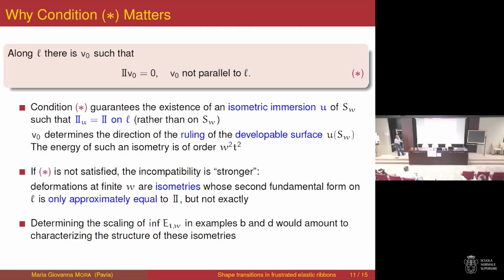which are the deformations whose second fundamental form is only close to the target curvature, but not exactly equal to it. And so to determine the scaling, we should really characterize the structure of these isometries. And this is what, at the moment, we are not able to do. This is the difficult point.